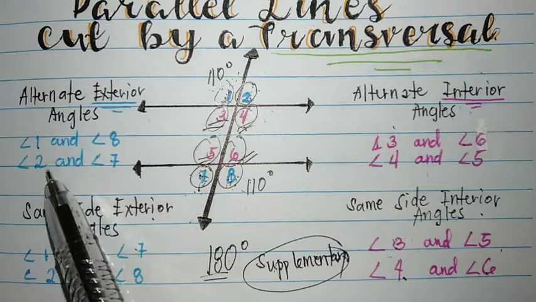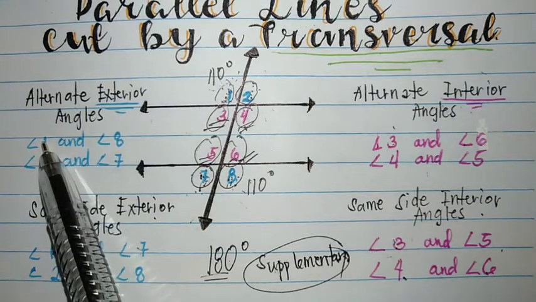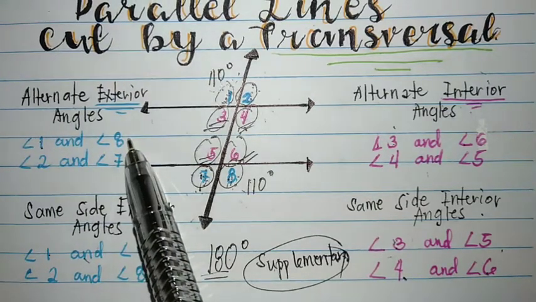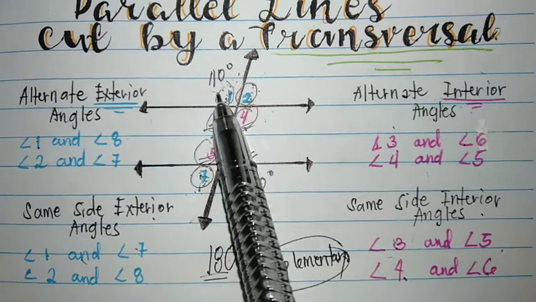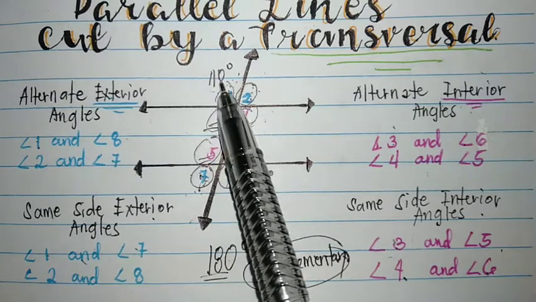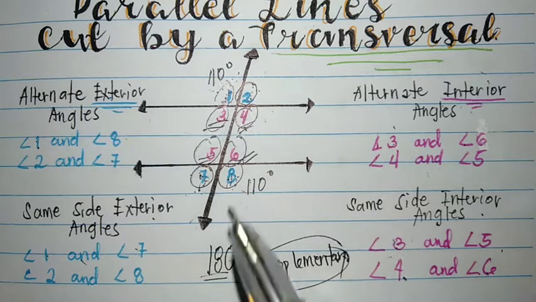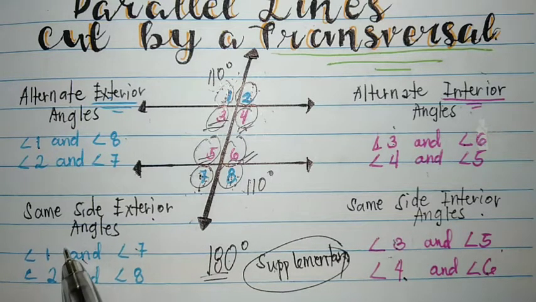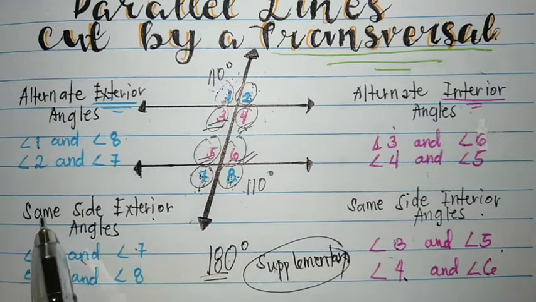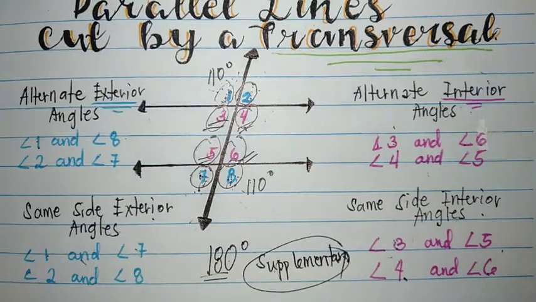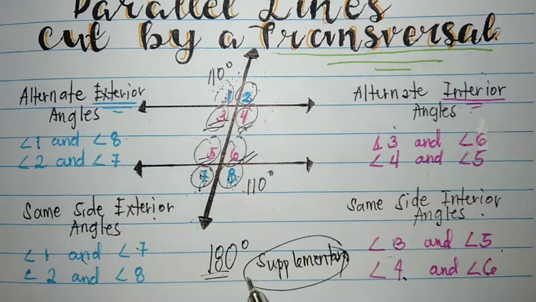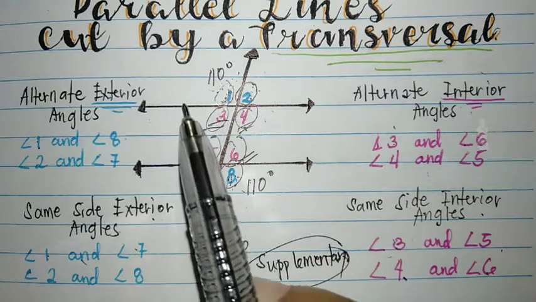Ibig sabihin, kung ano ang measurement ni angle 1, same sila ng measurement ni angle 8. Yan na nga, yung in-explain ko kanina, di ba? Si angle 1 is 110 degrees, therefore, angle 8 is also 110 degrees. Right? So, dito tayo kay angle 1 and angle 7. Since sila ay same side exterior angles, therefore, they are supplementary angles. Hindi congruent, okay? Kasi alternate lang yon.